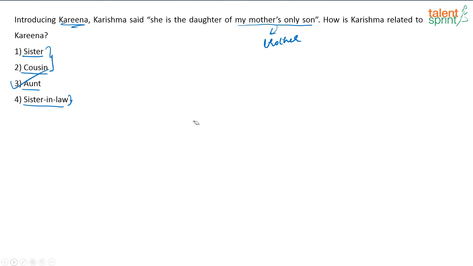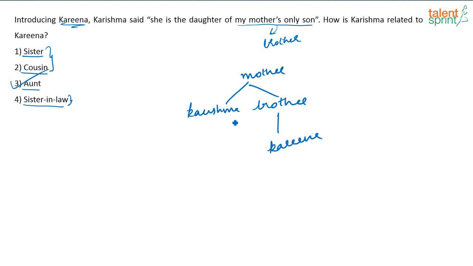Otherwise, you can also draw the blood relations family tree and then find out the answer. Who is my mother's only son? My brother. So Karishma has a brother, and "mother's" is there because they have the same mother, right? So Karishma has a brother and this brother's daughter is Kareena. What is the relationship between Karishma and Kareena? It has to be aunt or uncle based on the gender of Karishma. Again, that is irrelevant here because based on the options you only have aunt.